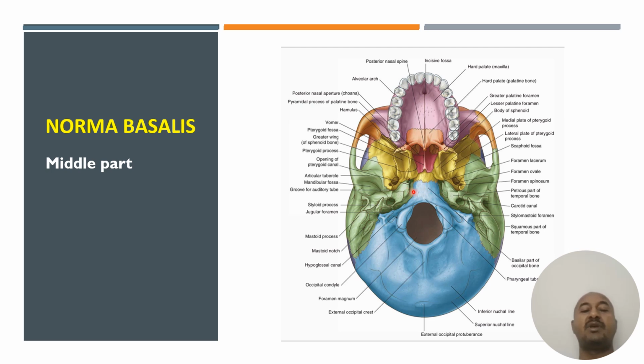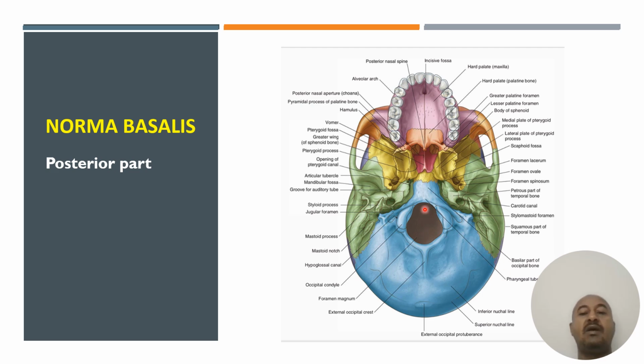Okay, so these are the foramina that you can see from below in the base of the skull. Okay, so in the middle part, ovale, spinosum, and lacerum. Okay, and we can also see here the posterior nasal opening or nasal aperture. Okay, the posterior nasal opening or nasal aperture.